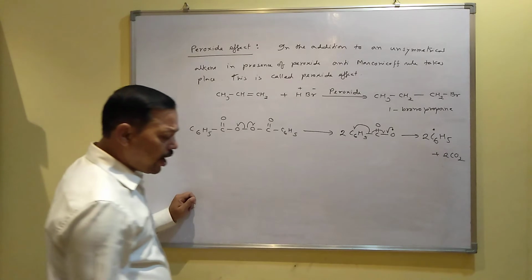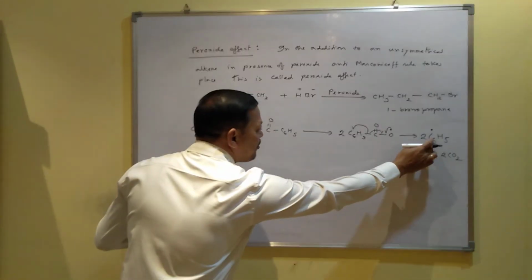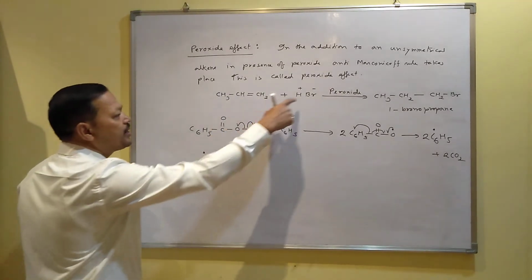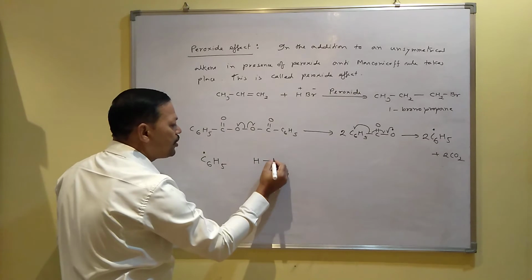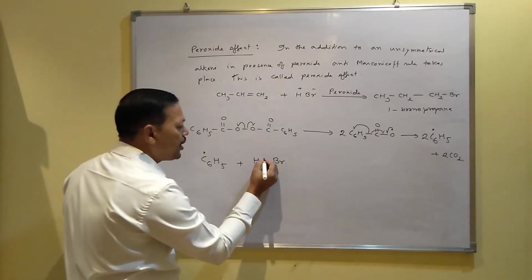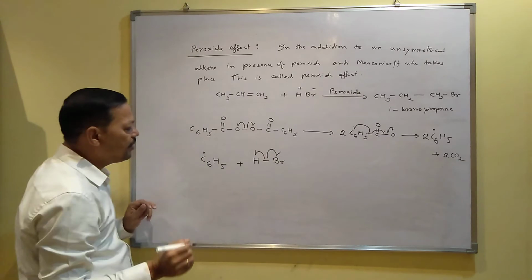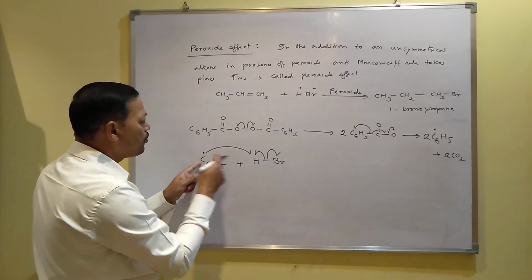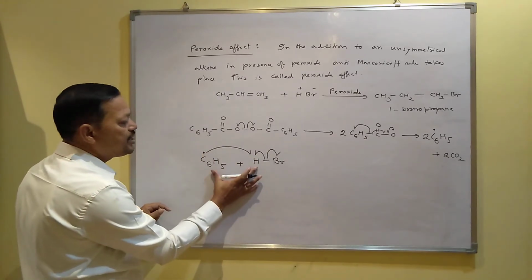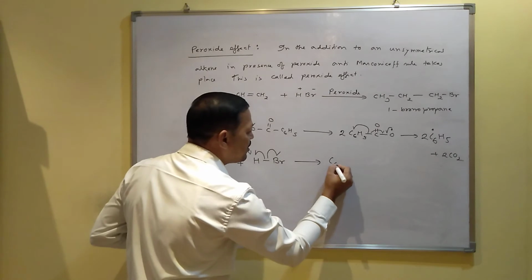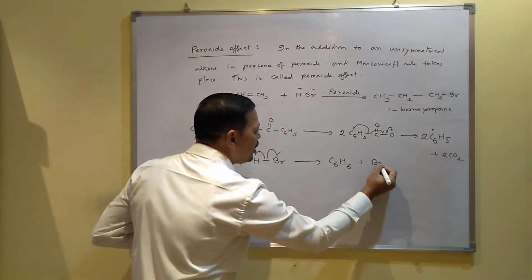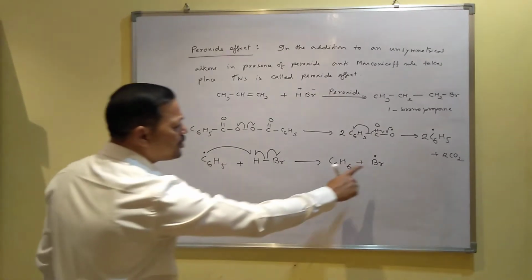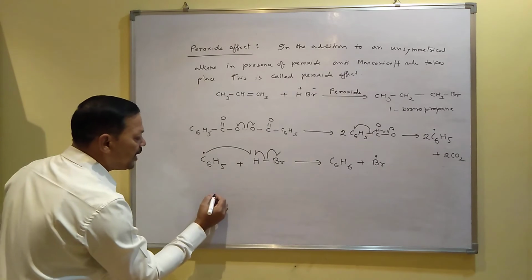Now after formation of this phenyl free radical from the peroxide, this phenyl free radical will break the HBr molecule. When it adds with HBr, it will break like this, homolytic again, and this odd electron combines with the hydrogen's odd electron, forming a bond between carbon and hydrogen. I mean it will convert to C6H6, which is called benzene, plus you will get one bromine free radical, Br dot. Now this bromine free radical will combine with your alkene.